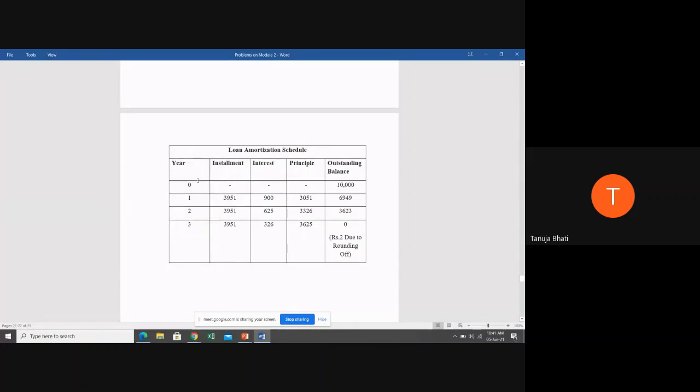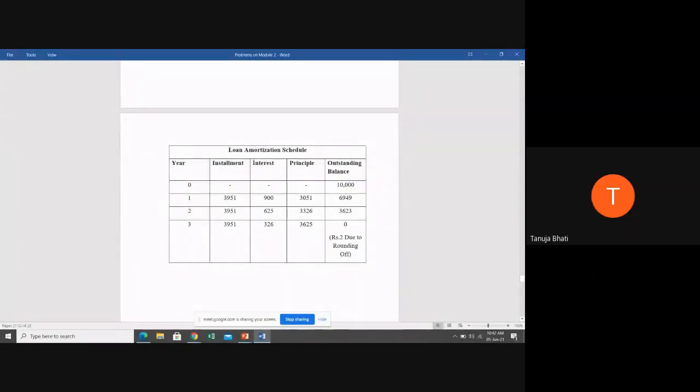Now, today if I'm taking the loan, I'm not going to make the annual installment payment today. I'll be making it from the next year itself. So in year 0, I'm taking a loan of 10,000 rupees. This is the year when I've taken the loan today. So the installment is nil, interest is nil, and principal is nil. From the first year onwards, I will be making the repayment. That is why I have written 3951, 3951, and 3951. Is this clear, students? Are these two columns clear? Yes, ma'am.